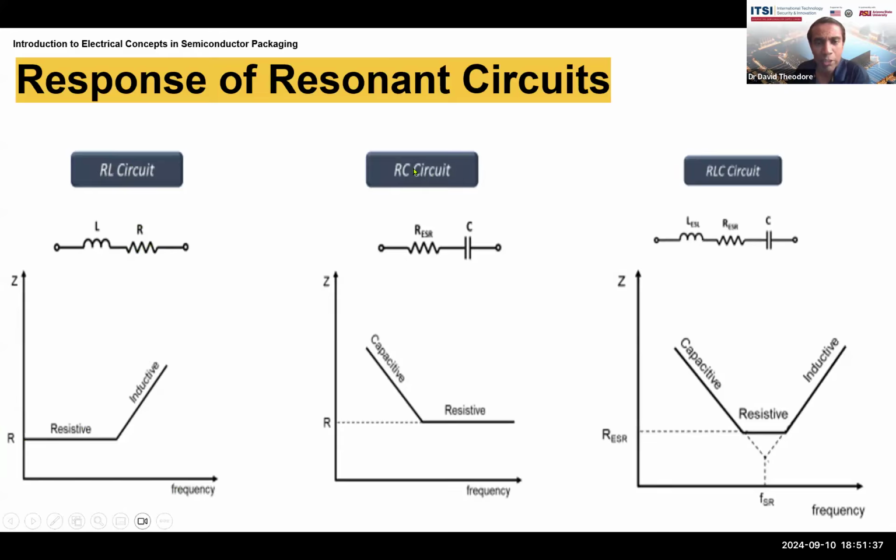In the case of an RC circuit, that's a resistance capacitance circuit, here's the resistance, there's the capacitor. What happens is the resistance is dominant at intermediate frequencies and the capacitance is dominant at lower frequencies.